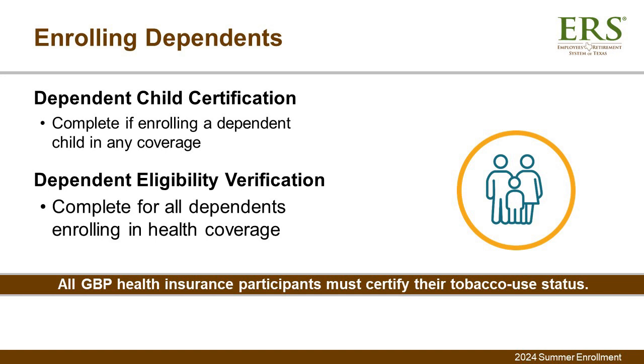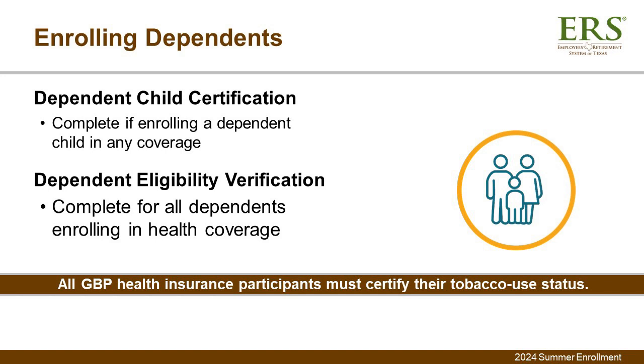The Dependent Eligibility Verification is separate from the Dependent Child Certification. This process must be completed if you enroll a new dependent in health insurance coverage. Once ERS processes your dependent's enrollment in health coverage, Alight Solutions, our third-party administrator, will send you a letter outlining the steps in the verification process, the names of the dependents being verified, the types of documents to provide, and the due date to submit the documentation. You must respond to the letter or your dependents will be dropped from all coverage.